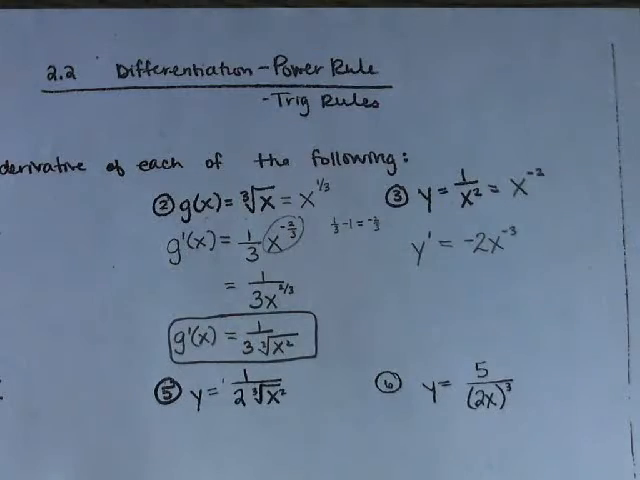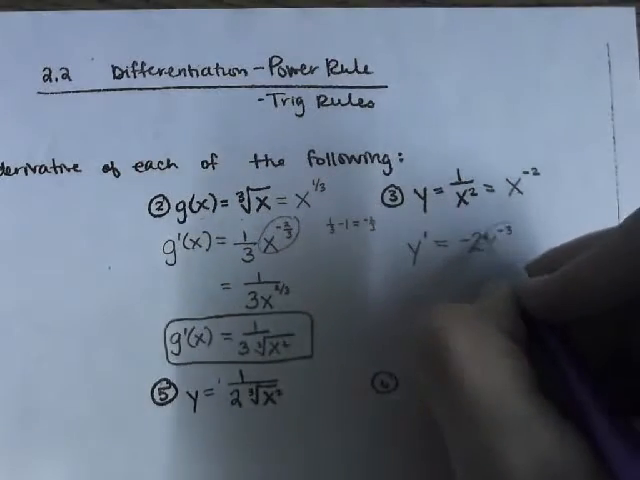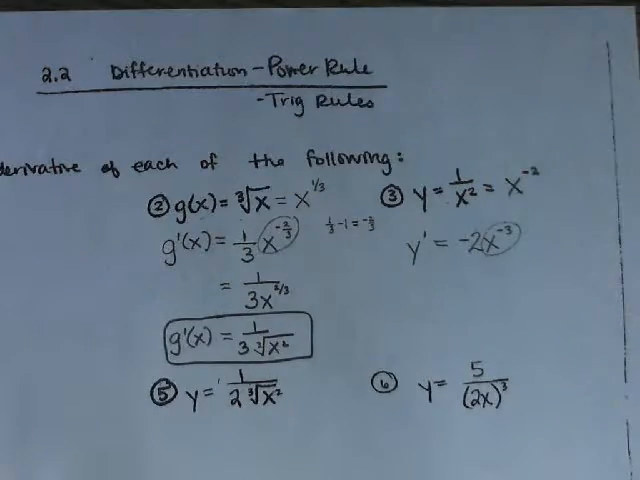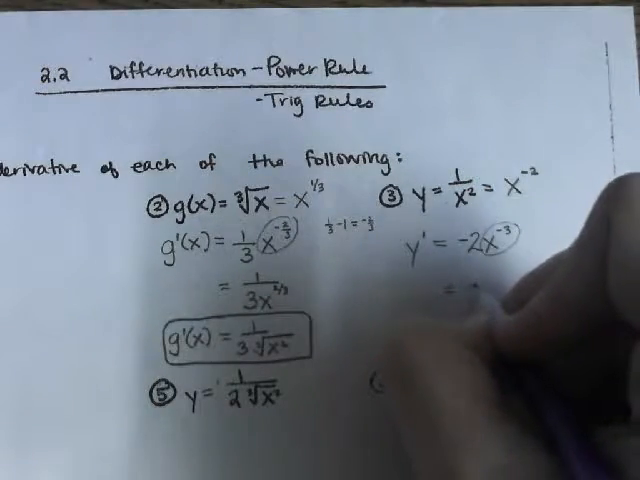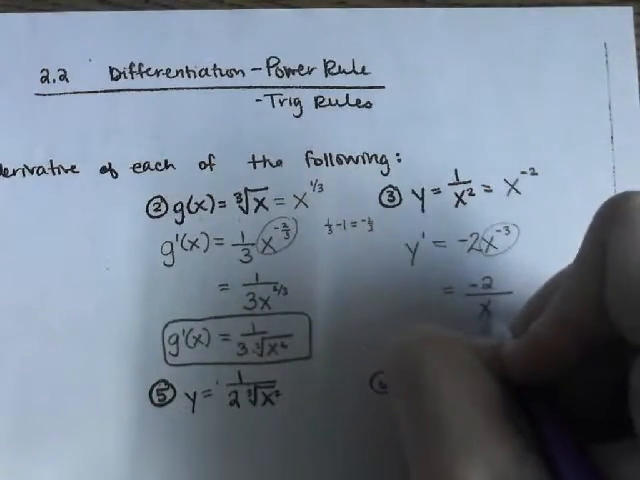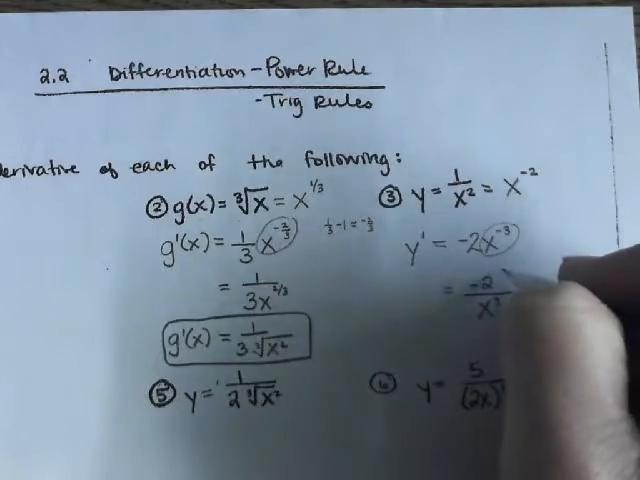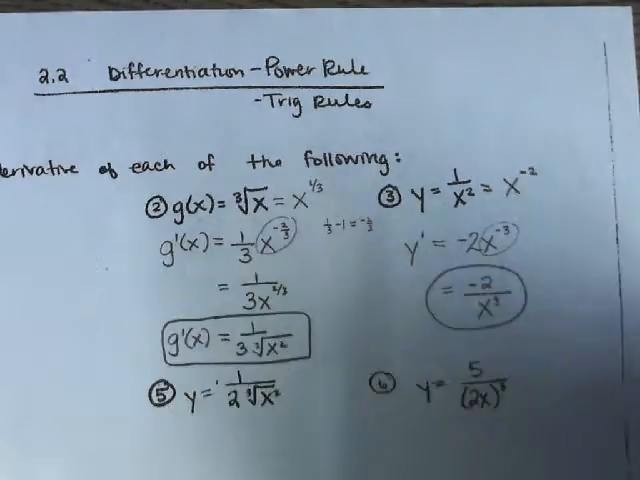Perfect. Bring the negative 2 out in front, drop that exponent by 1 degree, and then we'll clean this up. So this negative exponent piece needs to move to the denominator. So negative 2 over x cubed. And there's your derivative.